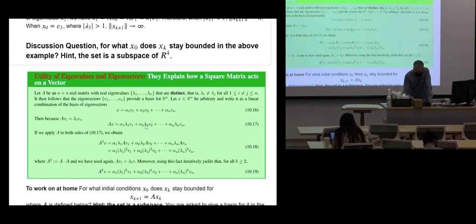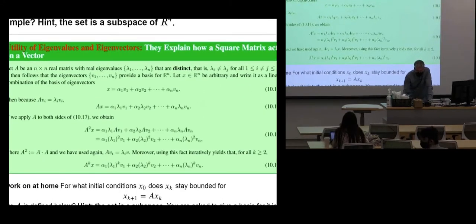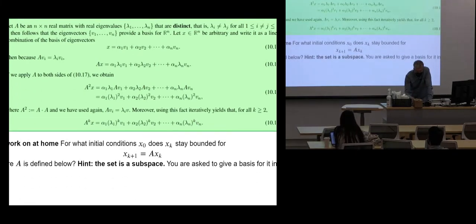Okay, so this is just the part in the book that says if you write a general vector as a linear combination of eigenvectors, you multiply the matrix times that. It's just multiplying the individual components by the eigenvalues, and if you square it, you're just getting the square of the eigenvalues, and in general, to the power k. The matrix is just acting on the individual components in the eigenbasis.